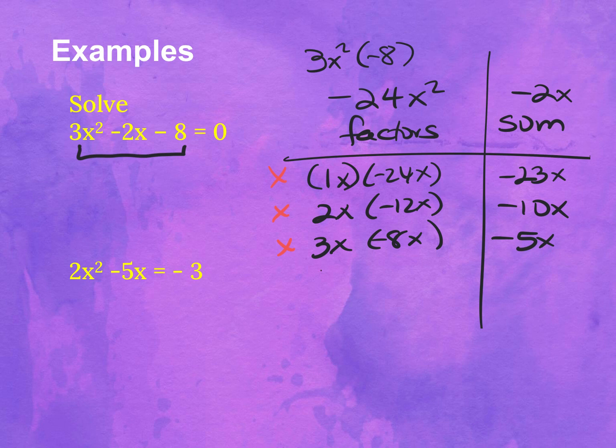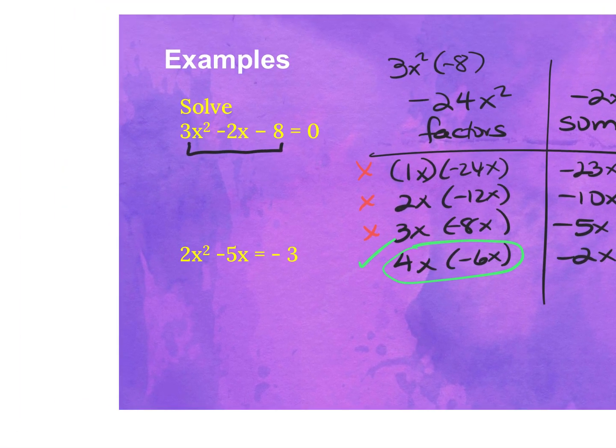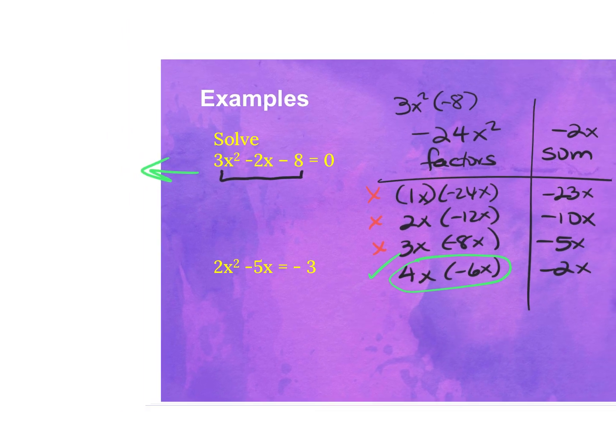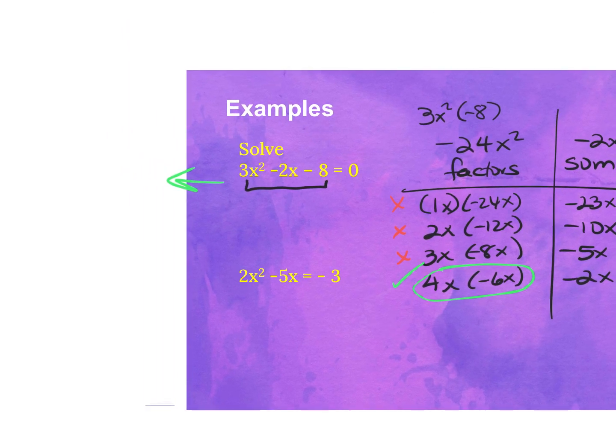Let's try 4. 4 and negative 6. This gives me the sum and the product that I need. So I'm going to take these and replace the middle. So let me come over here to the side so I got lots of room. So I'm going to rewrite the first term, the 3x squared. I'm going to replace the middle with the two factors I just found, which are going to be the positive 4x and the negative 6x. Doesn't matter the order that you put them in here. And then rewrite the last term.